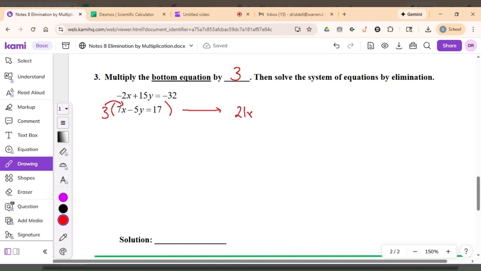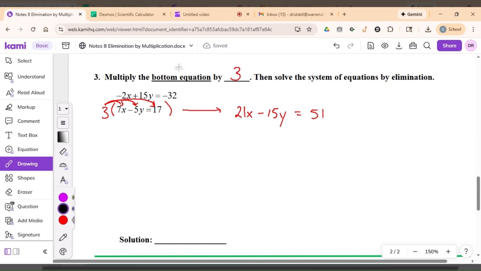And then keep going with that process. 3 times -5, and this is the important one. 3 times -5 is a -15y. And that's really good for us, and I'll show you why. Let me finish this multiplying. 3 times 17, that's 51. Calculator can help us get there.